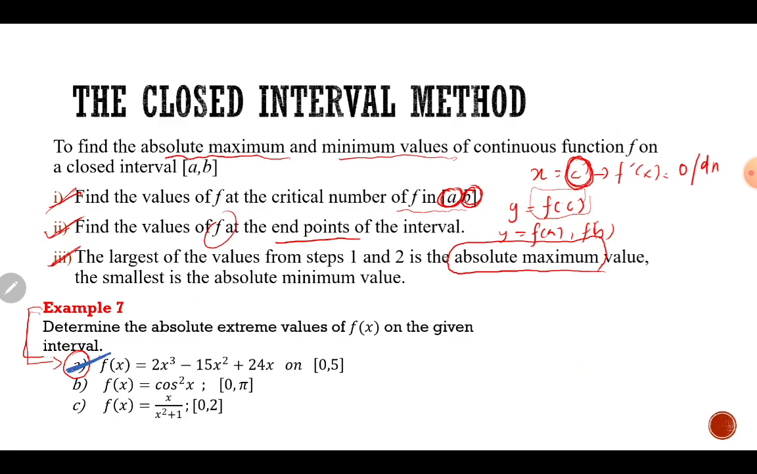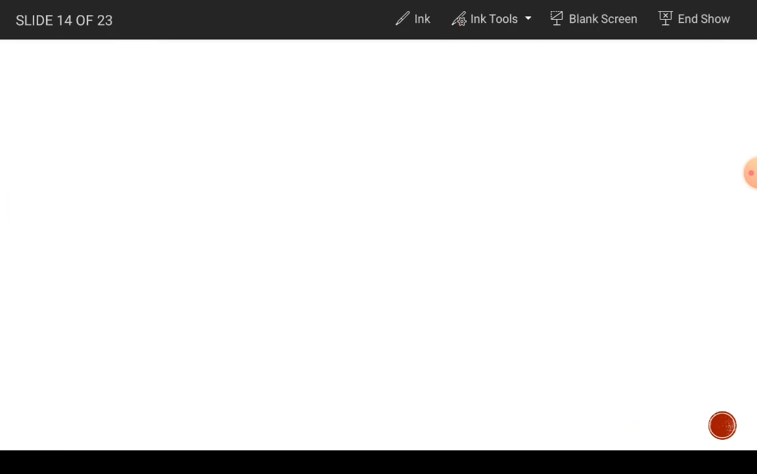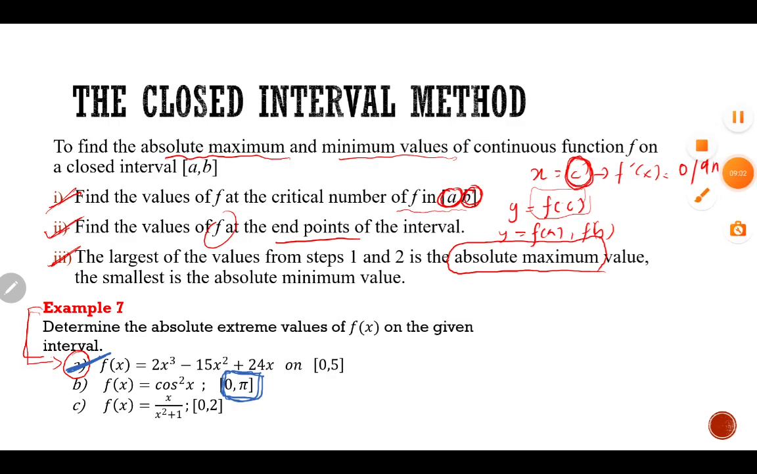Alright, now let's have a look at example B. Example B ni dia ada perlukan sikit kemahiran you all, melibatkan trigonometry lah, where we have fx equals to cos square x. Okay, fx equals to cos square x. Fx is equals to cos square x, and the interval given to us is 0 to pi. Okay, 0 to pi.